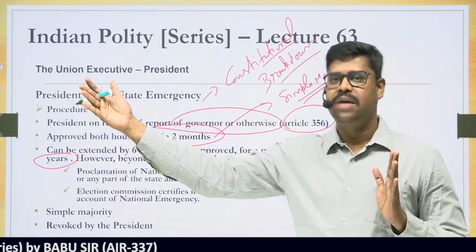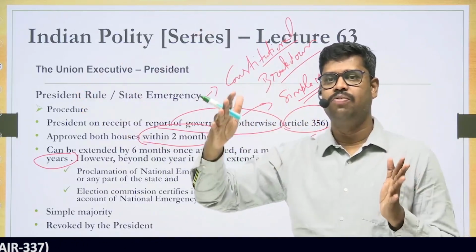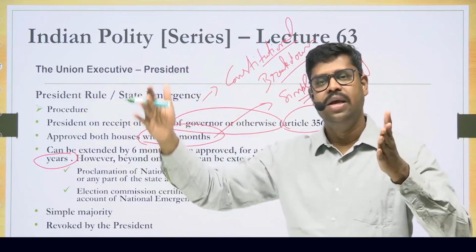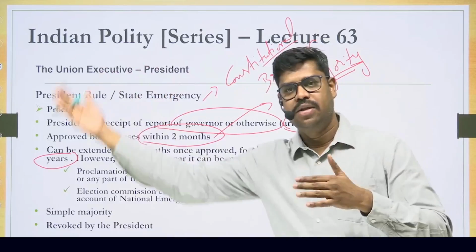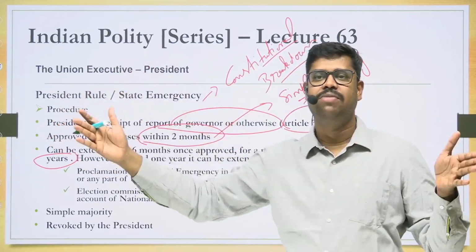The maximum time is 3 years. Once President's Rule is imposed and the Parliament gives the approval, it can extend up to 6 months from the day President's Rule is imposed. Then again the Parliament gives the approval, another 6 months. Again the Parliament gives the approval, another 6 months. In this way, maximum 3 years.